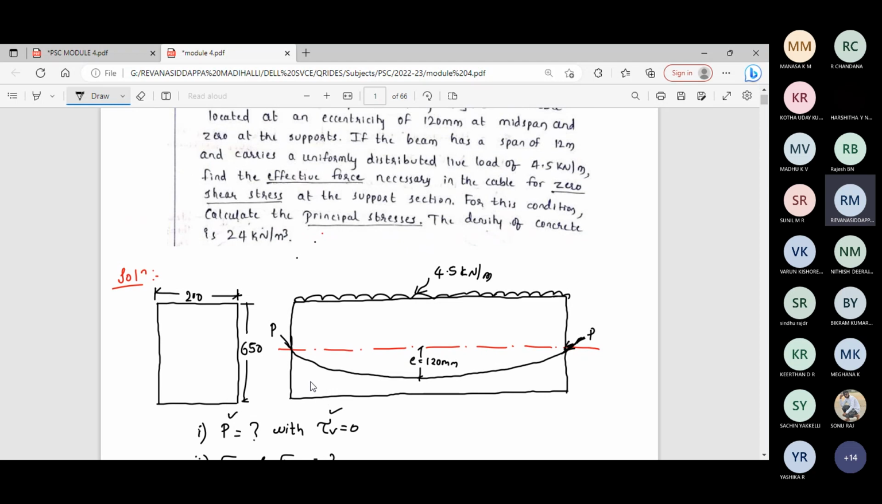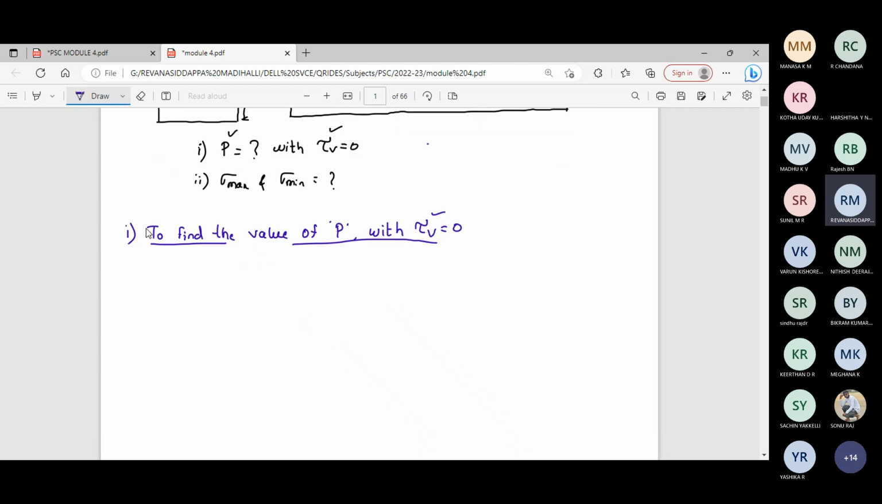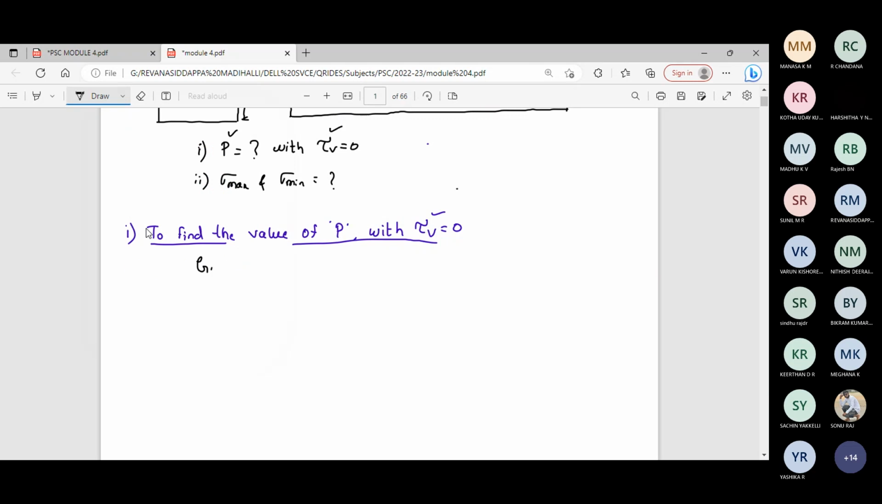Now we will take the first question: to find the value of prestressing force P with shear stress at the support equal to 0. So we need to utilize this condition, tau v equal to 0. The given condition is shear stress at the support equal to 0.